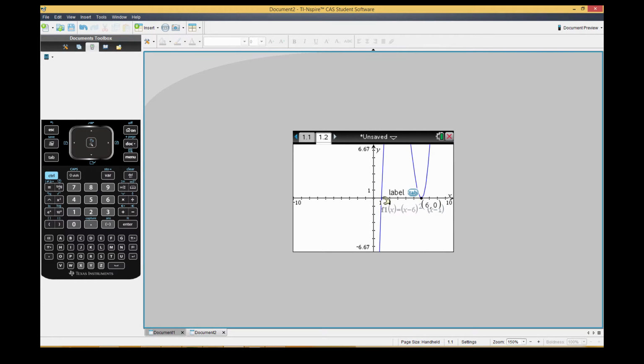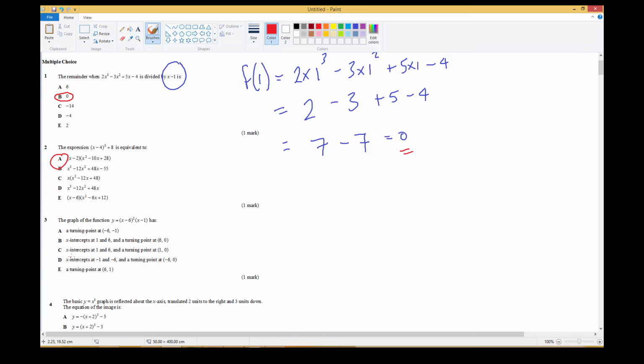It sort of does. It doesn't intercept though. It has a turning point. Doesn't really intercept. It intercepts at 1. Alright, so C is intercept at 1 and 6, and that's not true. Intercept at negative 1, that's not true. It has a turning point, and that's not true.